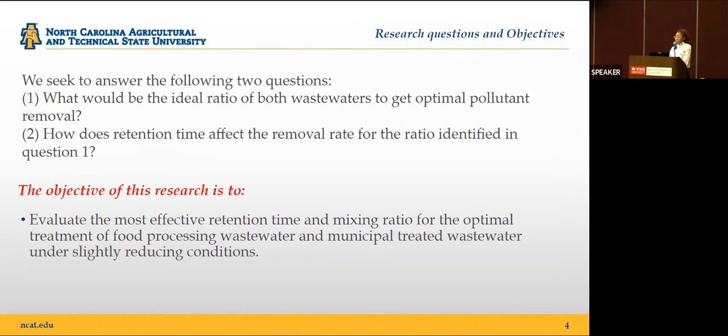In our research, we seek to answer 2 questions. The first question is, what would be the ideal ratio of both of these wastewaters to get the optimal pollutant removal? And how does the retention time affect the optimal removal rate using that ratio that we found in the previous question? So the objective of this research is to evaluate the most effective retention time and mixing ratio for the optimal treatment of food processing wastewater to municipal treated wastewater under slightly reducing conditions.